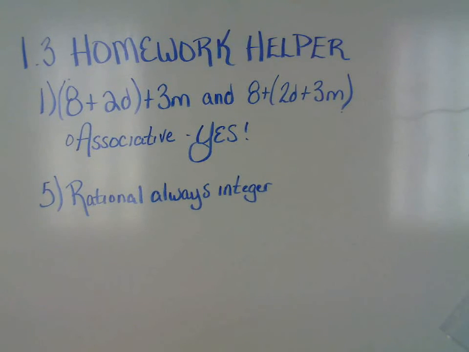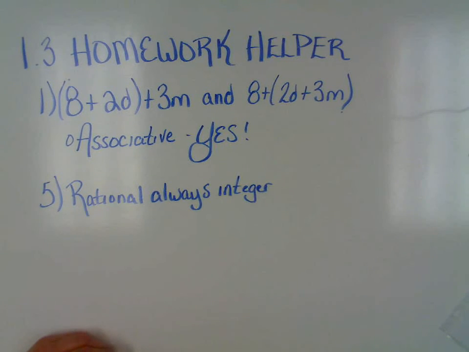Okay, let's take a look at 5, 6, 7, and 8. We're going to specifically look at question number 5. It's asking me to find a counterexample to disprove the conjecture. So they're looking for me to show one way it doesn't work, and then it means it wouldn't be true all around because we found the one that doesn't work. And it says in number 5 that a rational number is always an integer.